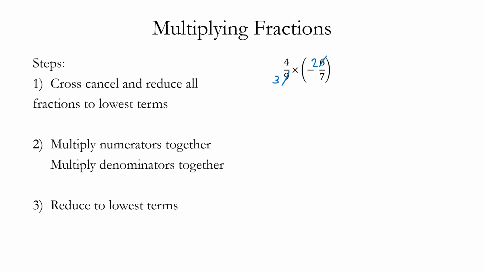So I have 4 times negative 2, which is negative 8, and I have 3 times 7, which is 21. So I multiplied the numerators, multiplied the denominators. Now I'm checking if I can reduce any more, and 8 and 21 don't have common factors, so this cannot reduce any further.